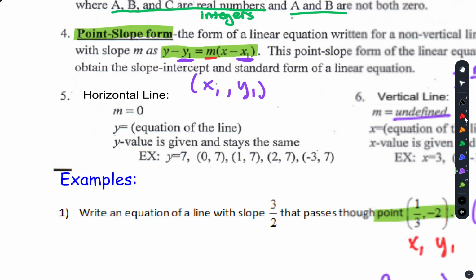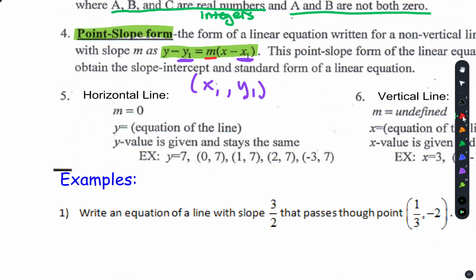There is an acronym that helps us remember horizontal versus vertical lines. It's kind of a nonsense acronym, to be honest. HOY is our first acronym for horizontal lines. The H stands for horizontal, of course. The O, or the 0, tells me that my slope is 0.